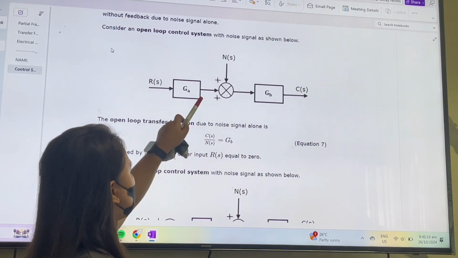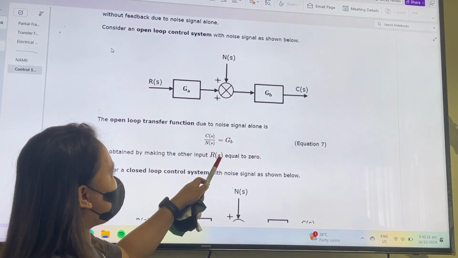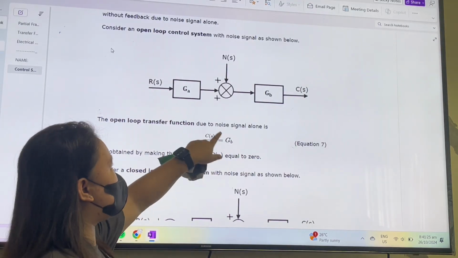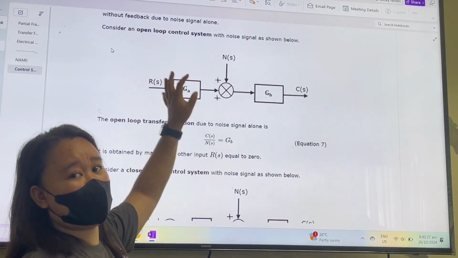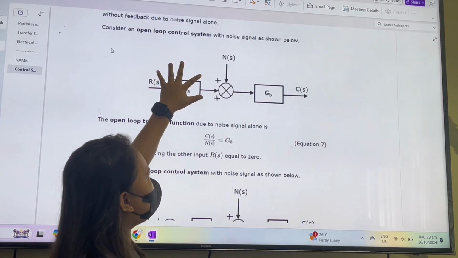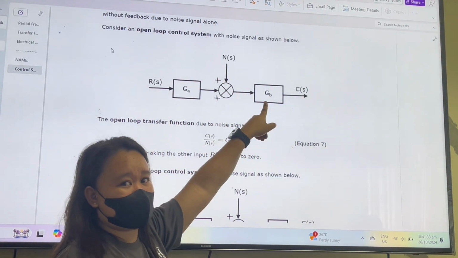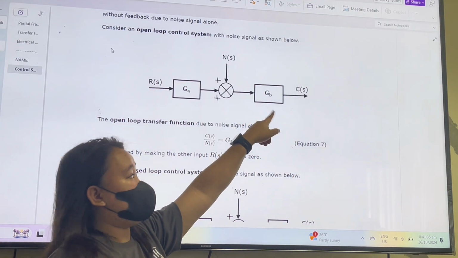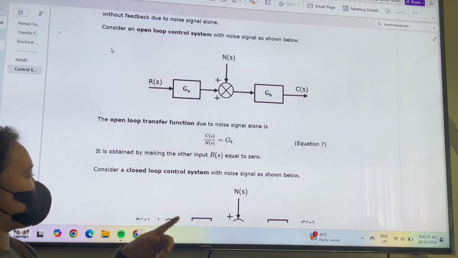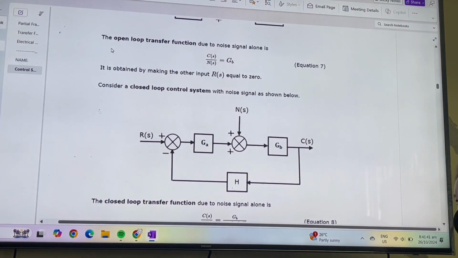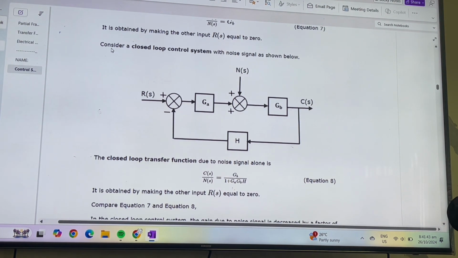So C(S) is obtained by making the other input R(S) equal to 0. So since it is due to the noise signal, of course, there is no input. Okay? So if it is due to the noise signal, output all over input is just equal to this transfer function. Okay? Consider a closed loop control system with noise. This is also with regards to noise. Now, it has a feedback. Of course, it is a closed loop.